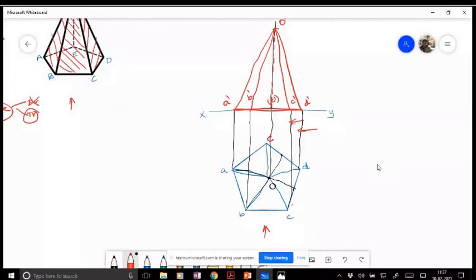One is this distance, 100 mm, and one base side and axis side. So these three dimensions should be given. Okay. So this is 60, 100, and this is 30. Okay.